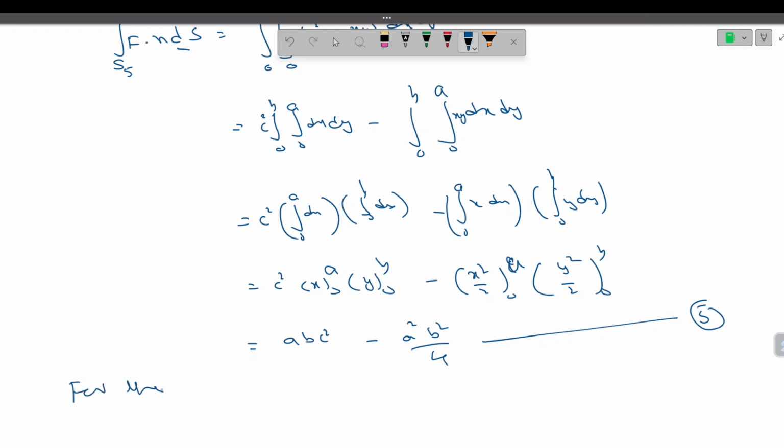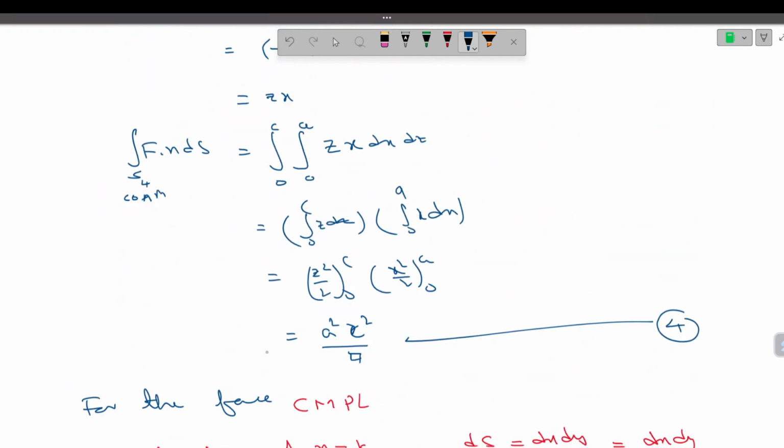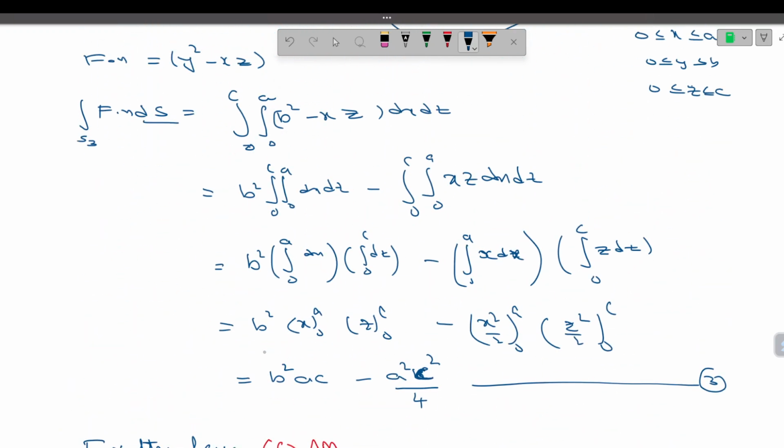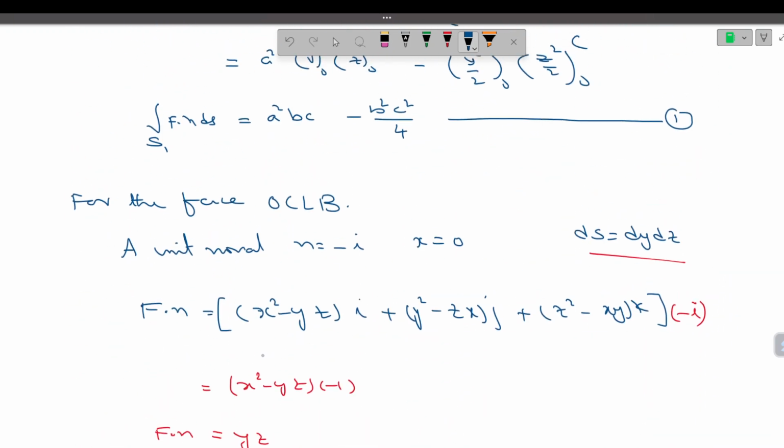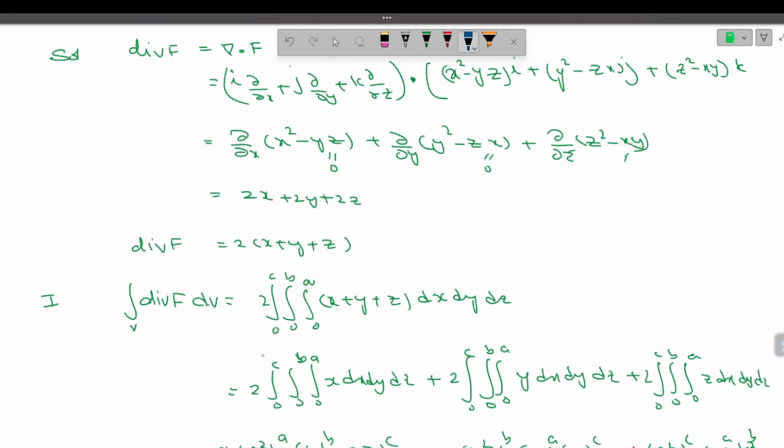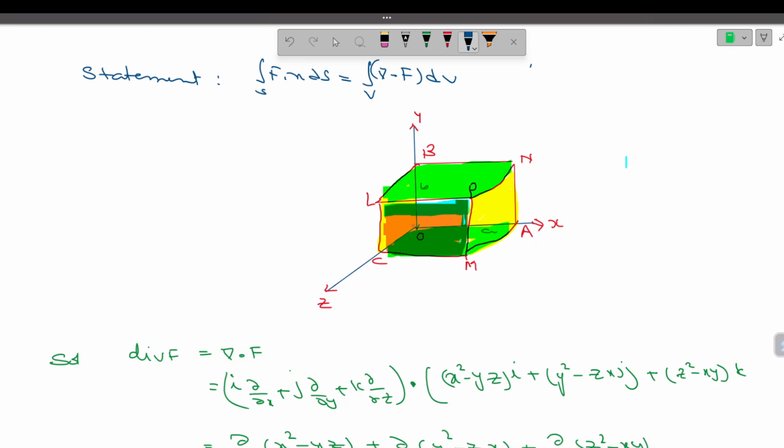Now for the last face, the face opposite to this face. What is opposite to this face? The back of it. The back of it will be OAB. Back of it, OAB.